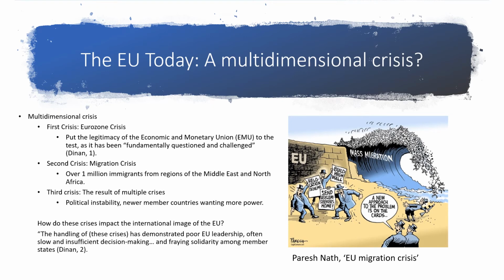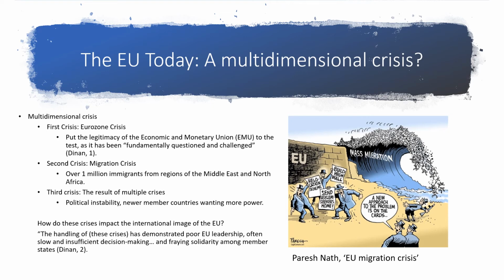So how do these crises impact the international image of the European Union? Essentially the handling of these crises has demonstrated poor EU leadership, often slow and insufficient decision-making, and fraying solidarity among member states. Basically, if the EU is not able to cooperate amongst the member states, then the image that they will be giving to the globe will be that it is an organization that is not functioning efficiently, and that is slow to be making policy and to even agree on policy, let alone making it.